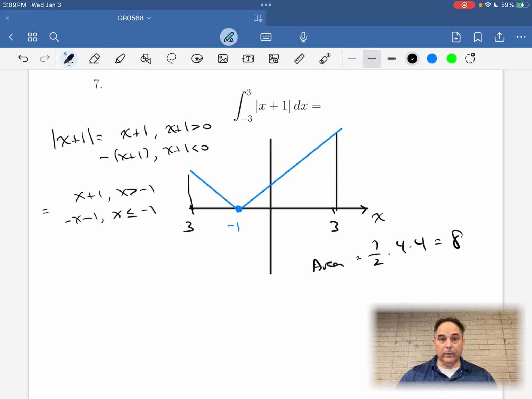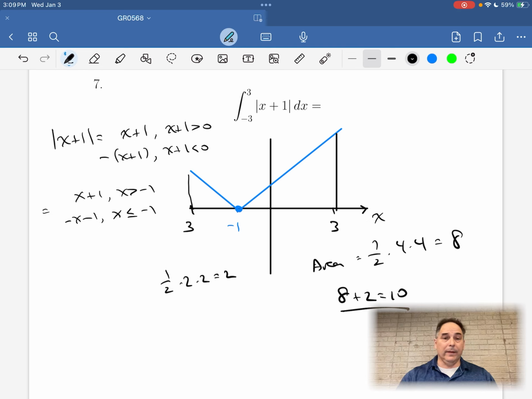This triangle has a width of 2 and a height of 2. So 1/2 times 2 times 2, which equals 2. 8 plus 2 equals 10. Easy enough, okay? So that's method 1. Method 1 just allows us to get the areas from the triangles, right? The second method is to actually do the integrals out.